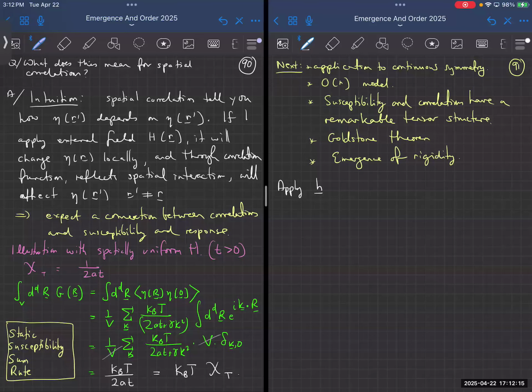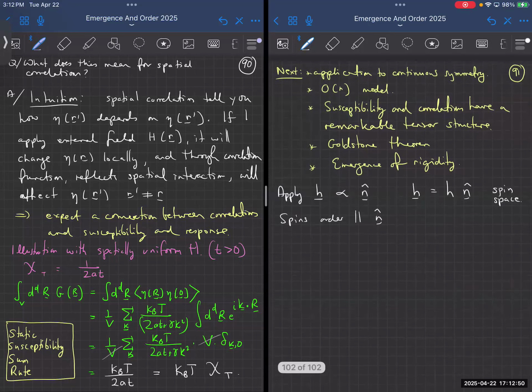an external field H. And that's going to be proportional to some unit vector. So H is equal to the magnitude H times n hat, but this is a unit vector in spin space, not real space. Okay. So we're going to now imagine what happens if I take a system with continuous symmetry. Now it is going to order, and it's going to order in some direction in space. So we're going to assume that the spins order parallel to some direction n hat.